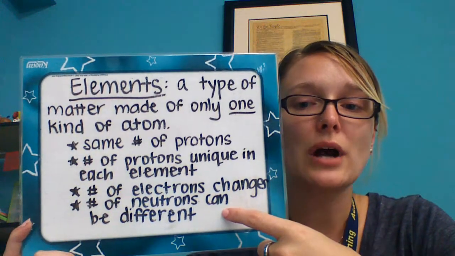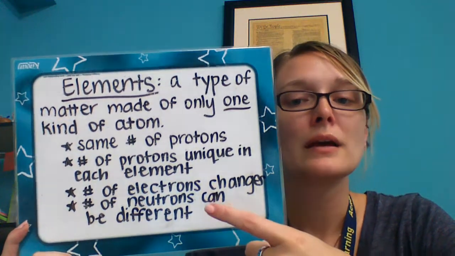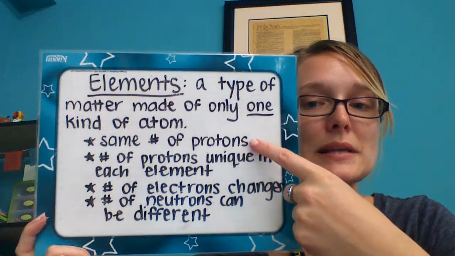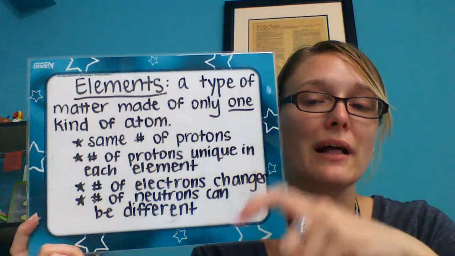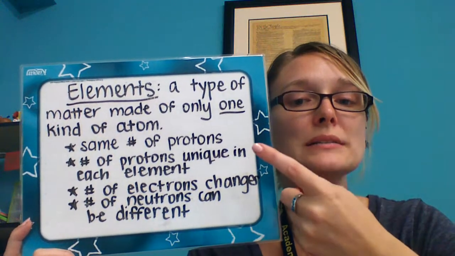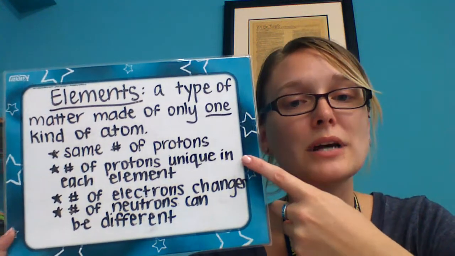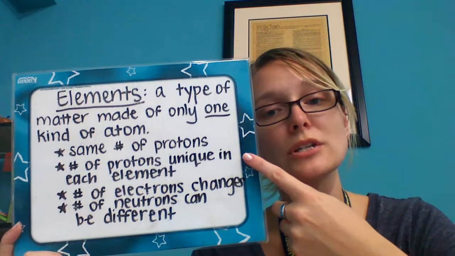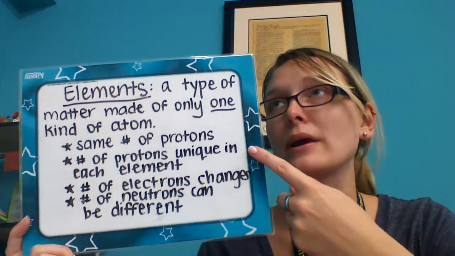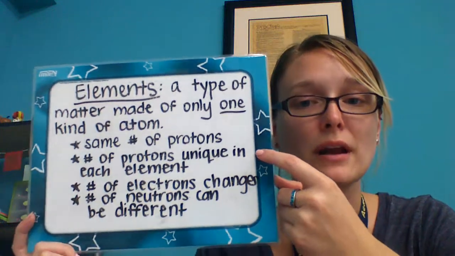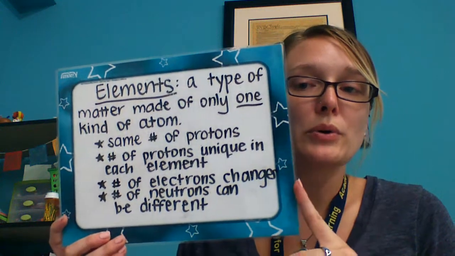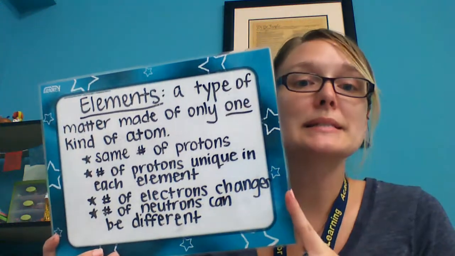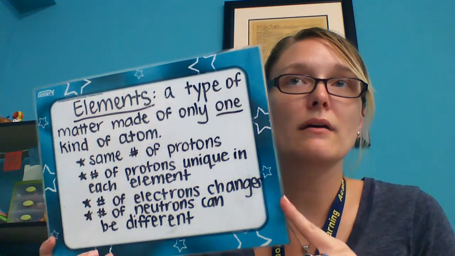And the number of neutrons can be different too. So the important part that stays the same are the protons. The number of protons are unique to each element. So the number of protons in gold is different than the number of protons in hydrogen or oxygen or neon or helium. All of them have different numbers. Elements are the smallest particles, the smallest substance of matter.